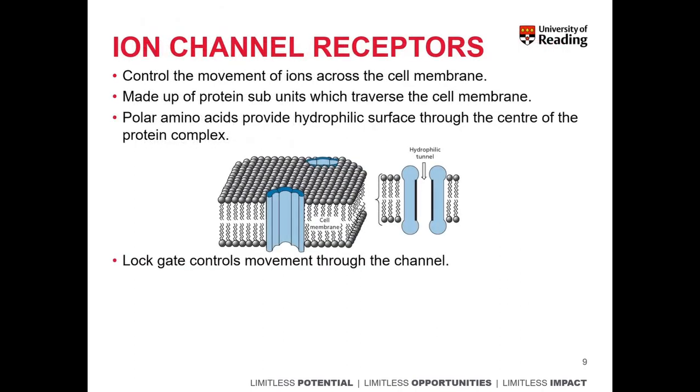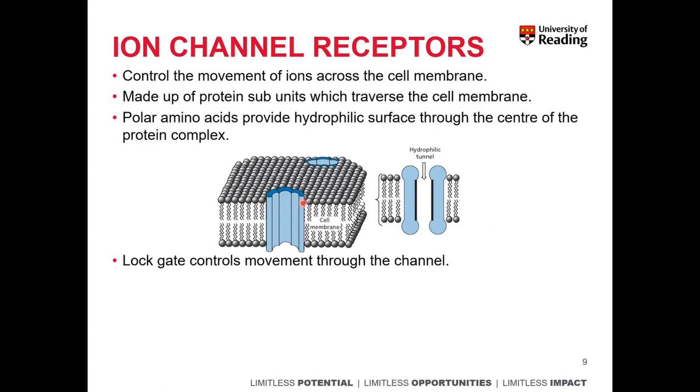So first of all we're going to look at ion channel receptors. Now ion channel receptors control the movement of ions across the cell membrane, so they allow ions to move in and out of the cell. Now these are made up of protein subunits which transverse the cell membrane. So here we can see that the protein itself moves through the cell membrane. It holds open this gap, and each of these sections is a different subunit of protein. Now all of these subunits have joined together to produce our ion channel.